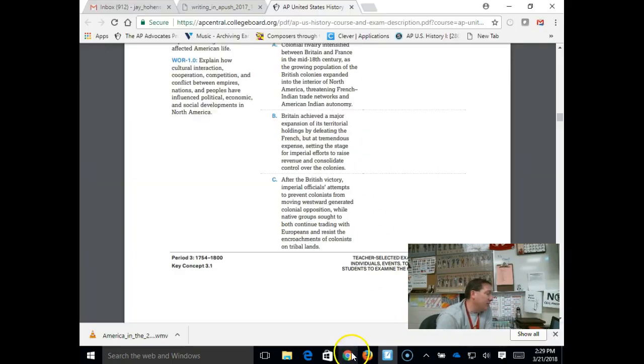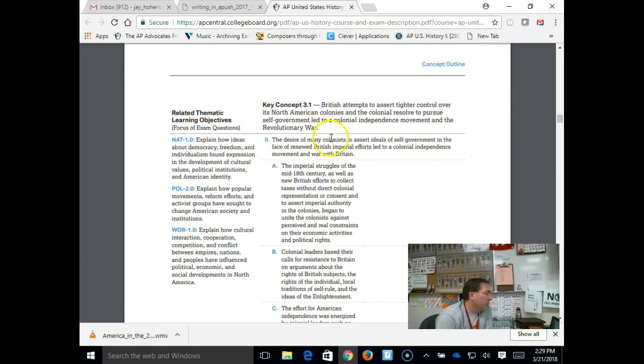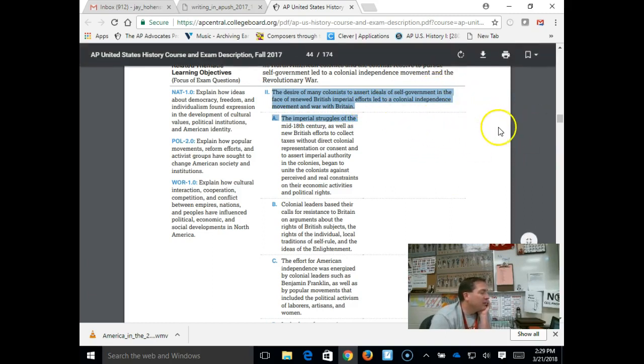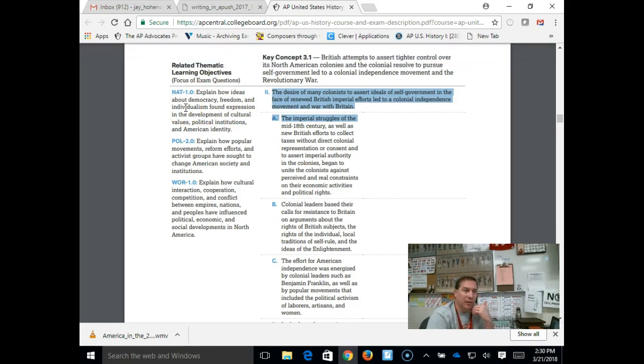So if we bounce back then to your concept outline, your next segment is going to get into the idea that Americans are going to assert their ideals of self-government in the face of British efforts that are going to lead to an independence movement and a struggle for war with Britain. And what you'll see over and over again is there's a focus on our national identity, where we're going to want to know how democracy is developing in the minds of Americans. What does it mean to be an American with democracy and all the other elements that we see with independence and freedom and so on?